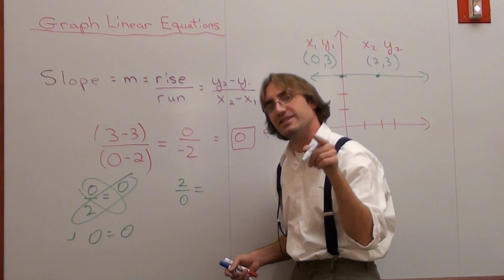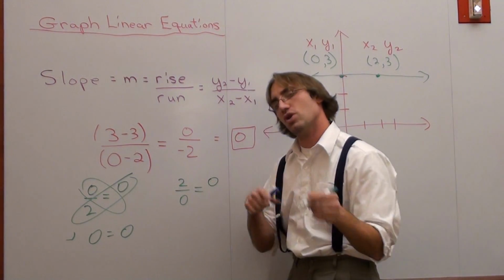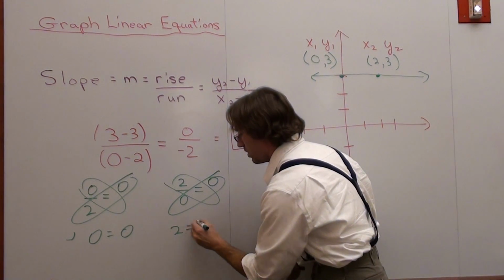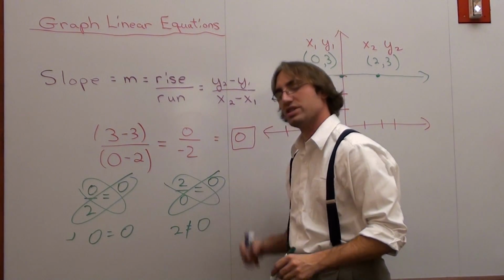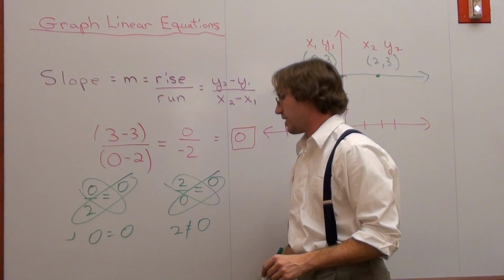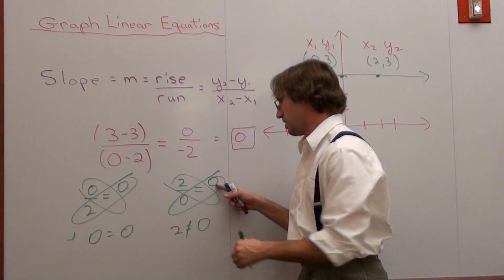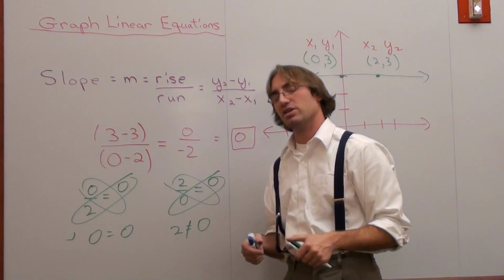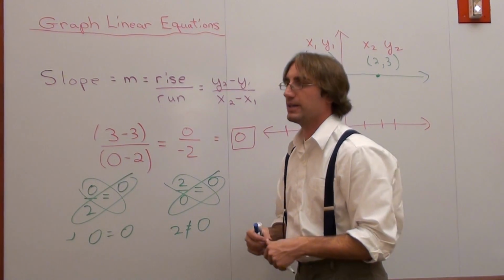2 over 0 is not 0, because when you cross multiply them, 2 is not equal to 0 times 0, which is 0. There is no number times 0 that will equal 2. It's going to be something, in this particular case, that's going to be undefined.